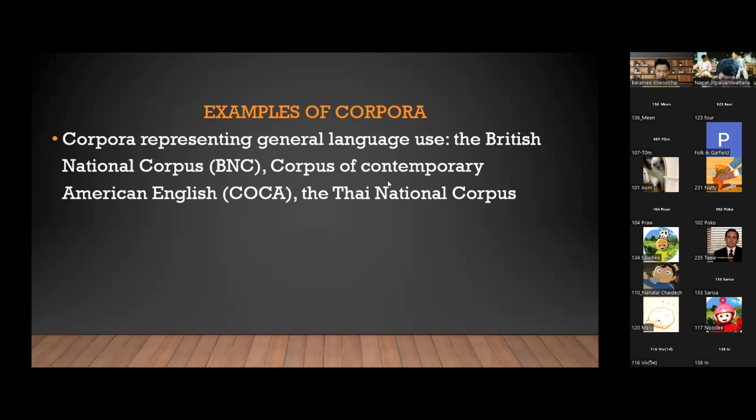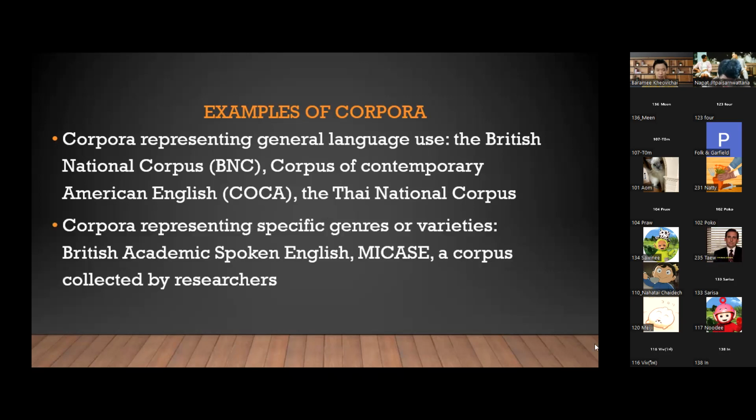And in Thai, we also have this, the Thai National Corpus. You can access this through the linguistics department at Chulalongkorn University website. If you go to that website, you can find the Thai National Corpus. But these corpora represent language in general.